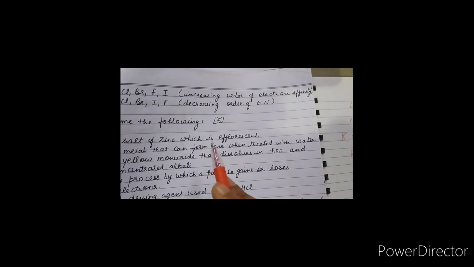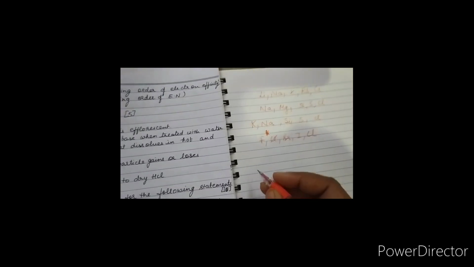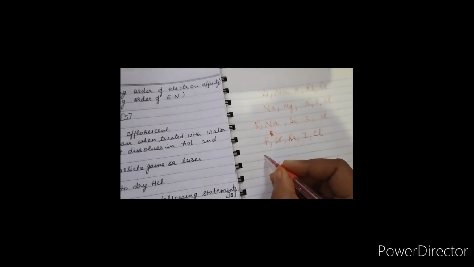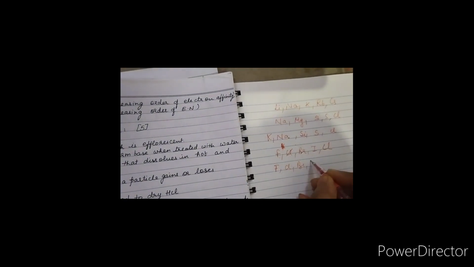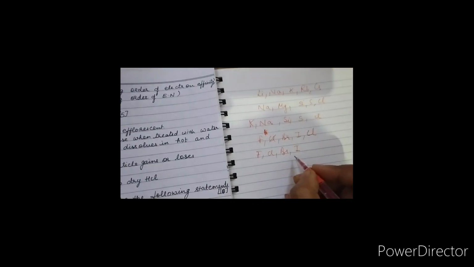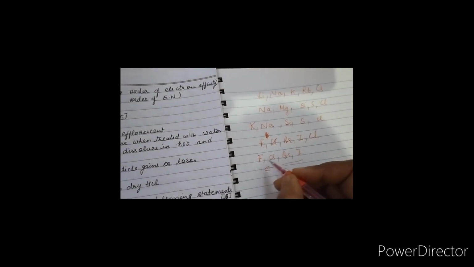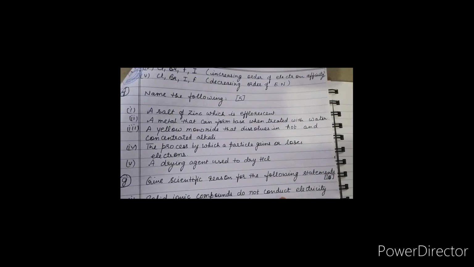Next is again decreasing order of electronegativity. Now the highest electronegativity is of fluorine, then chlorine, then bromine and then iodine. I have to put in decreasing order, so you will arrange it in the reverse order, that is iodine, bromine, chlorine and fluorine.